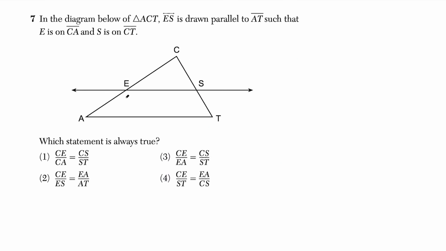Question 7, we have a diagram of triangle ACT, and then the line ES is drawn parallel to segment AT. So I'm going to label this line here parallel to this segment. And then we're told E is on segment CA, S is on segment CT. Which statement is always true?